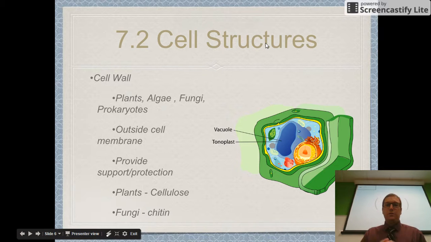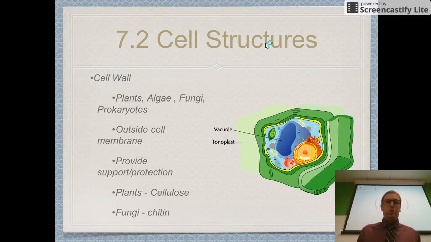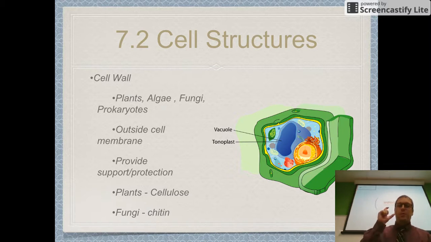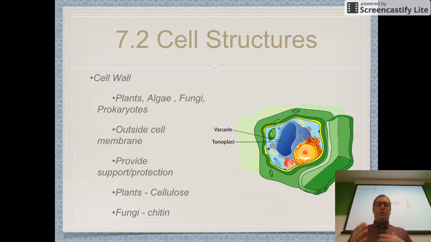Hello. All right, today we're going to continue on with cells and we're going to talk about the cell structures, the organelles that are present in cells. We'll start with the outside one, the cell wall. Now, cell walls are only present in plants, algae, fungi, and prokaryotes. What does that leave? Well, that leaves animals. Animals don't have cell walls. And it leaves some protists. Depending on the type of protist, some have cell walls, some don't.